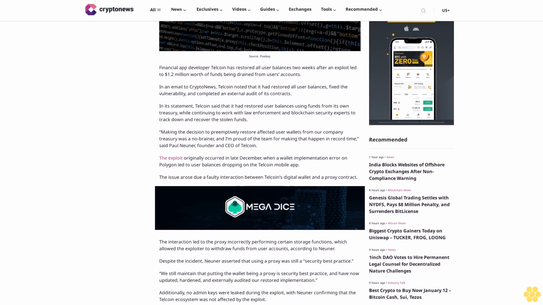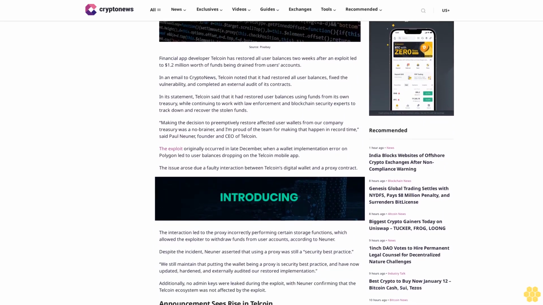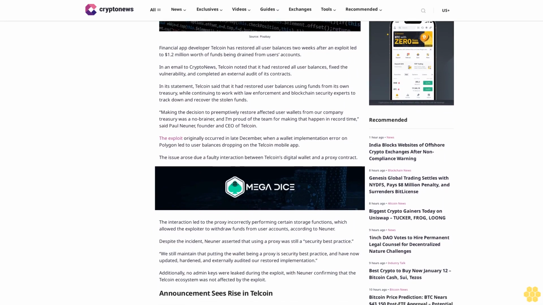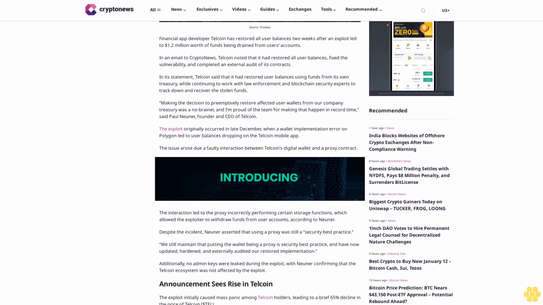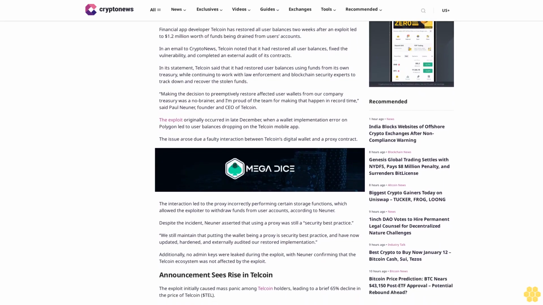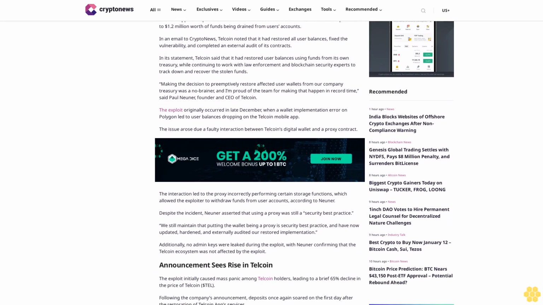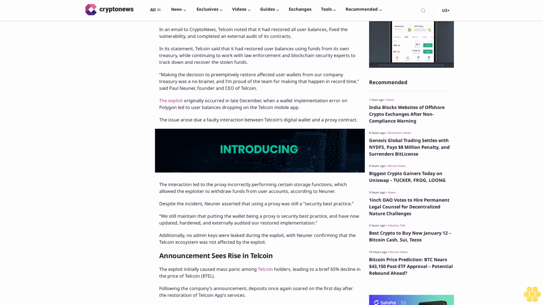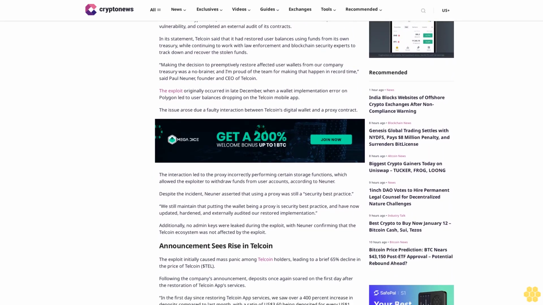Financial app developer Telcoin has restored all user balances 2 weeks after an exploit led to $1.2 million worth of funds being drained from users' accounts. In an email to Crypto News, Telcoin noted that it had restored all user balances, fixed the vulnerability, and completed an external audit of its contracts.